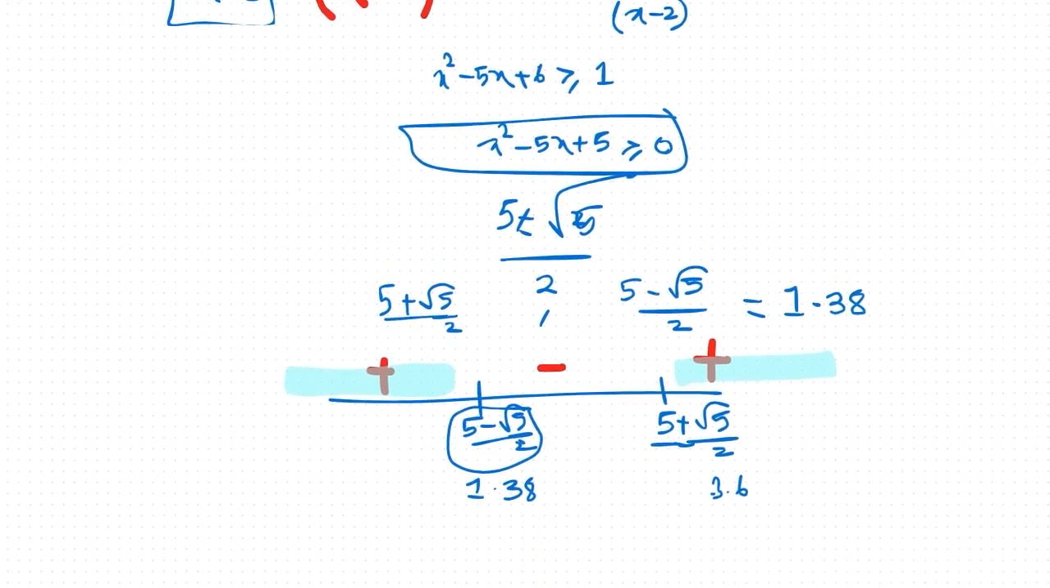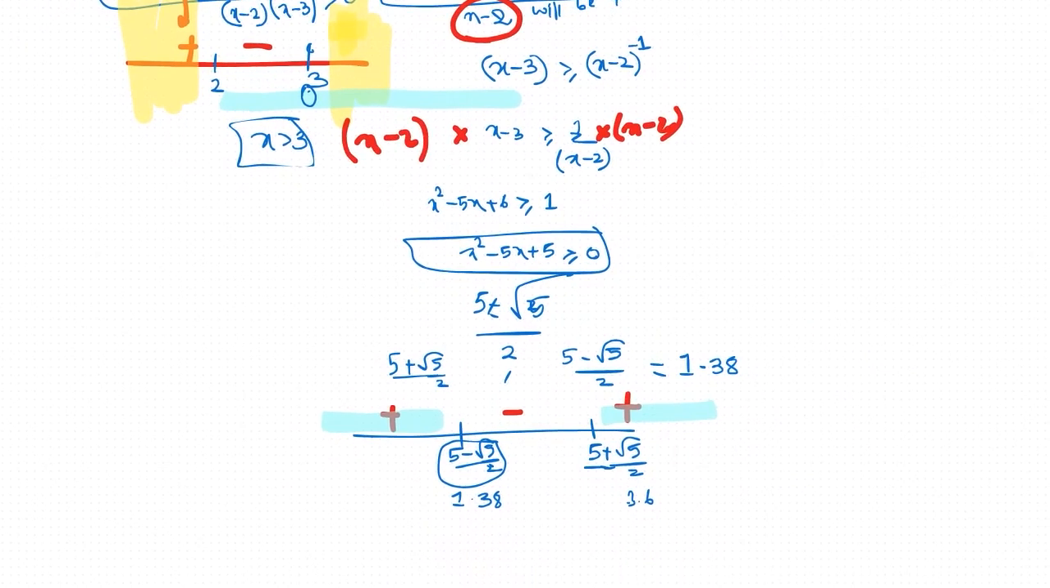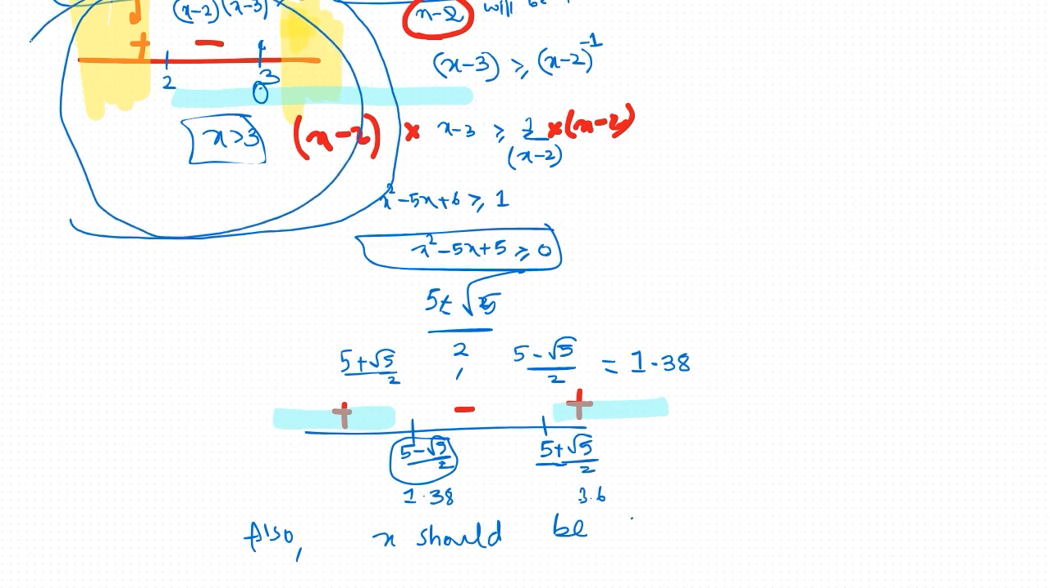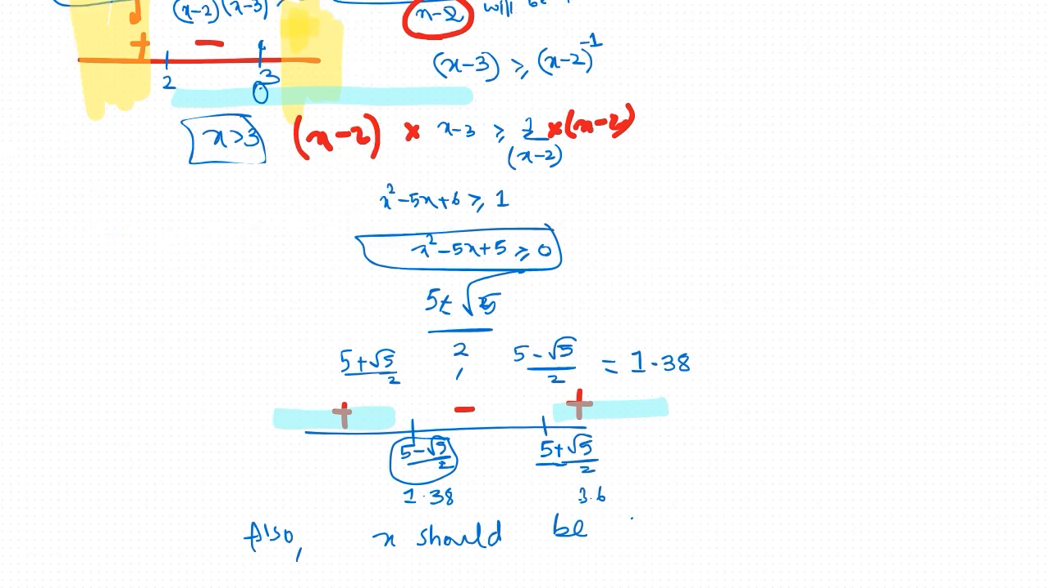Now what is the final answer? That x is greater than 5 plus root 5 over 2, and x is less than 5 minus root 5 over 2. That is what I have highlighted here, the blue line. Also, according to the previous condition, x should be positive, like what we just solved. It should be the domain that we obtained.